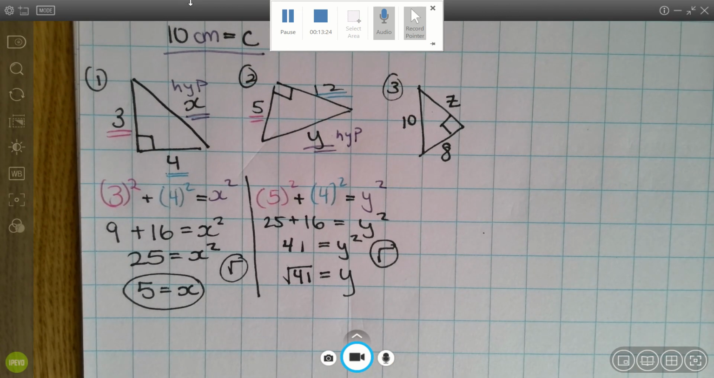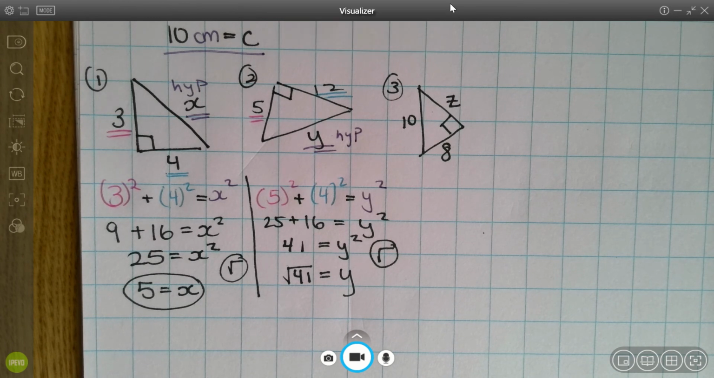Can anyone find my error? See if you can. Take a minute and see if you can find where Miss Butson went wrong.